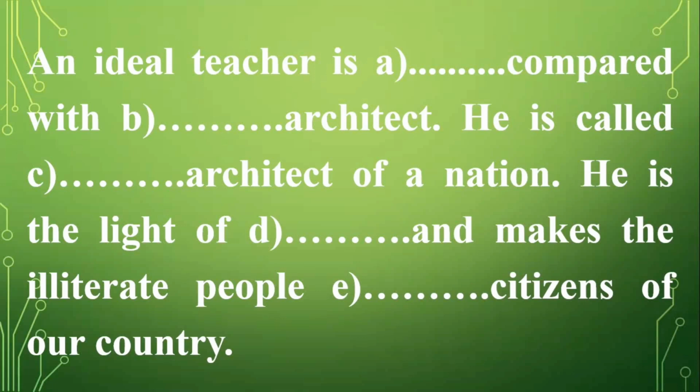Let's start. An ideal teacher is dash compared with dash architect. He is called dash architect of a nation. He is light of dash and makes the illiterate people dash citizens of our country. Yes, my dear students, after reading the text, try to find out the appropriate word from the box.